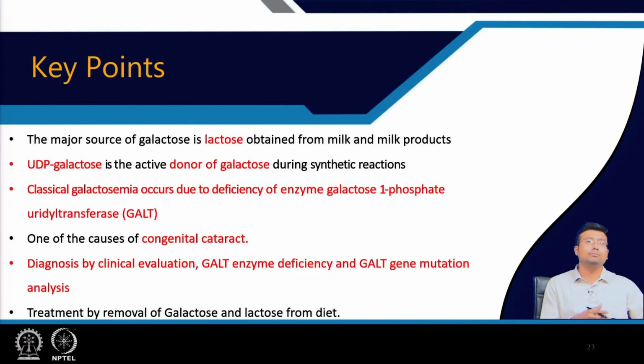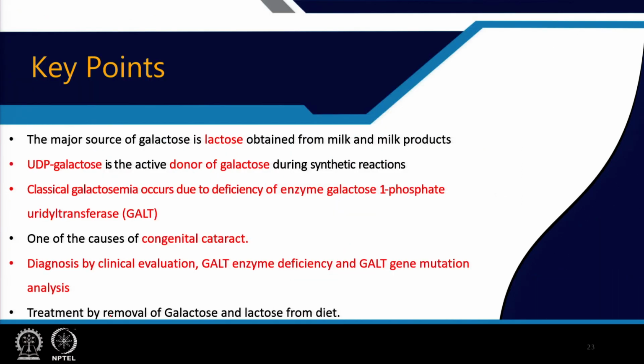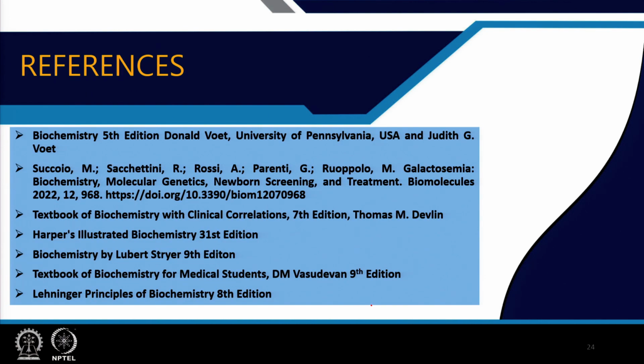So, the key points to remember from this lecture: the major source of galactose is lactose, which is obtained from milk and milk products. UDP-galactose is the active donor during any galactose synthetic reaction. Classical galactosemia occurs due to deficiency of the enzyme galactose 1 phosphate uridyl transferase. It is one of the important causes of congenital cataract, and it is diagnosed by clinical evaluation of GALT enzyme and GALT mutation analysis, and treatment is by removal of galactose and lactose from the diet. So, these are the references for this class, and I thank you for your kind attention.